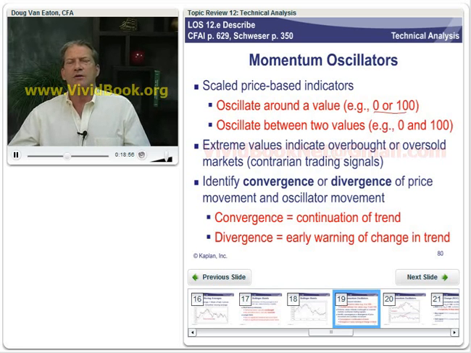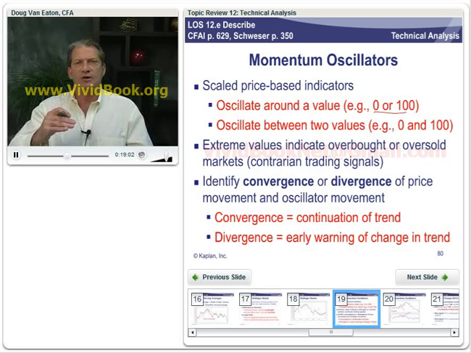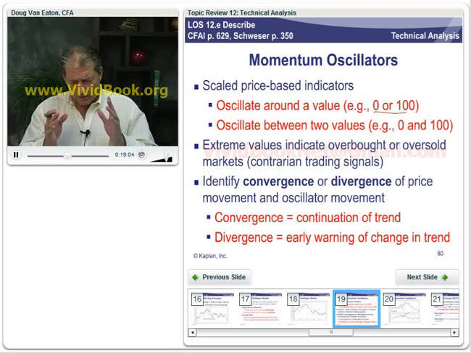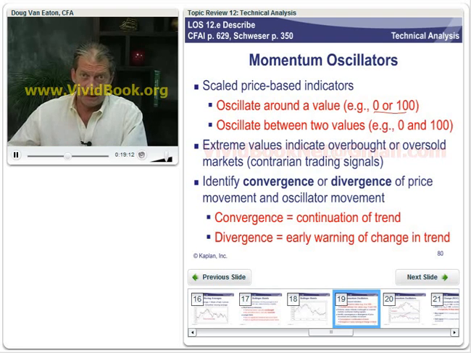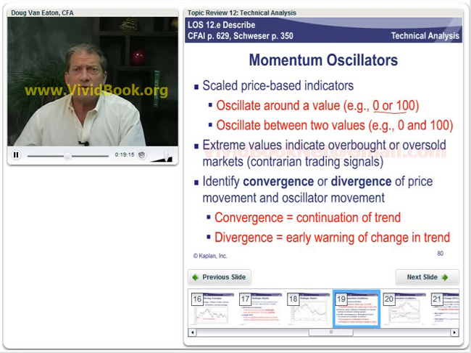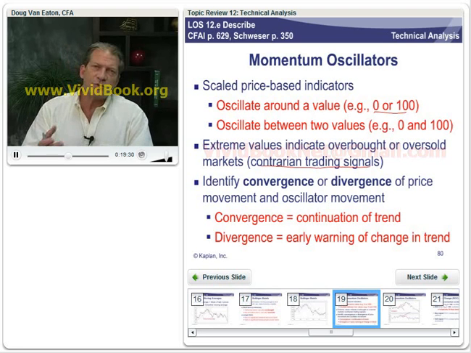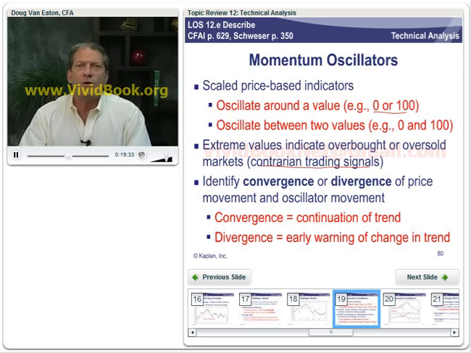Or they can oscillate between two values, and then we look at the extremes, the extreme lows and the extreme highs. If they're oscillating around a value, then we say, well, when it gets far above that value or far below that value, those are going to be our indicators. Now, extreme values of these momentum oscillators indicate overbought or oversold markets. And so we're going to say these are contrarian trading signals. When we're talking about technical analysis and we're talking about a contrarian signal, that means you're going to do the opposite of what's appearing in your indicator or in the market.